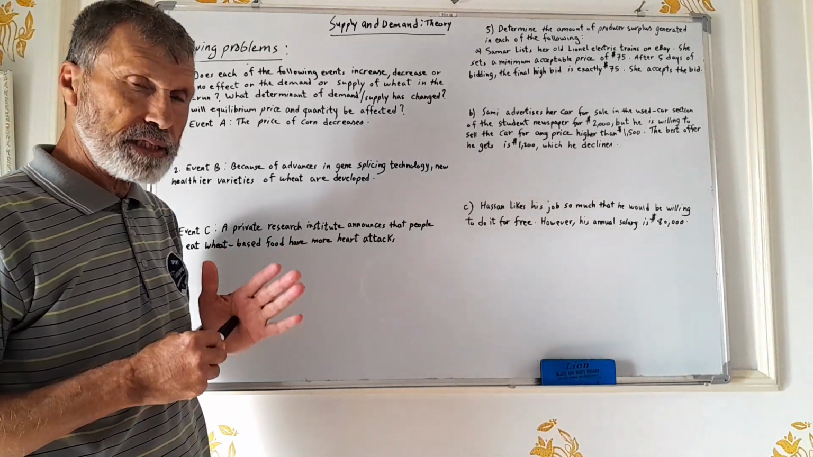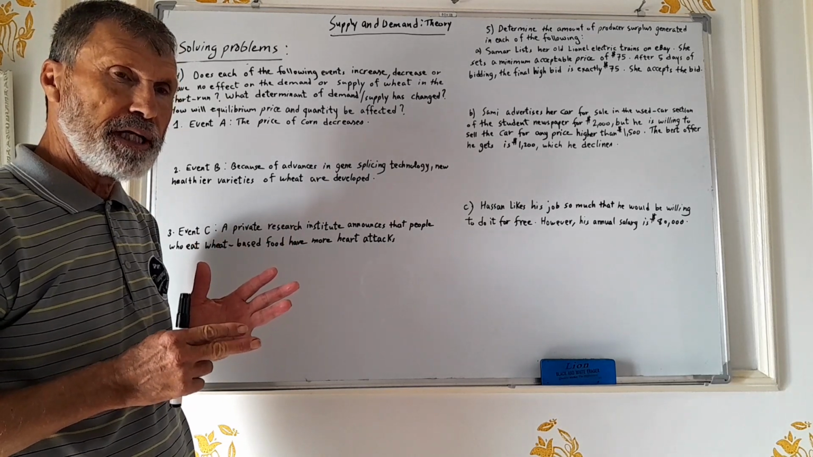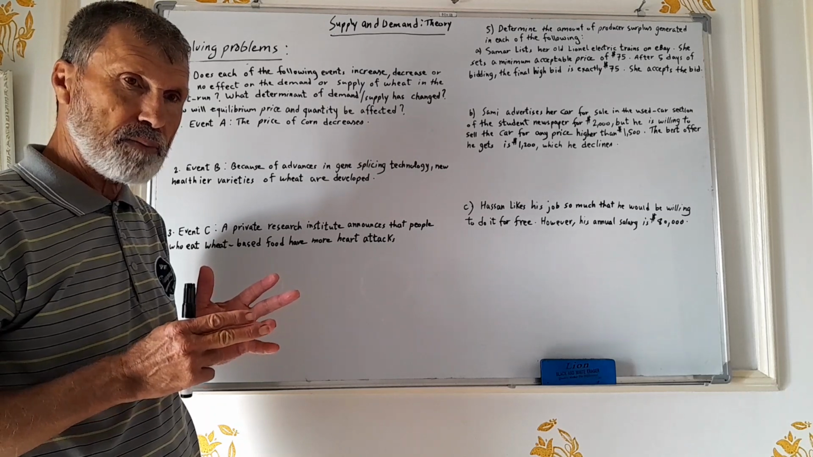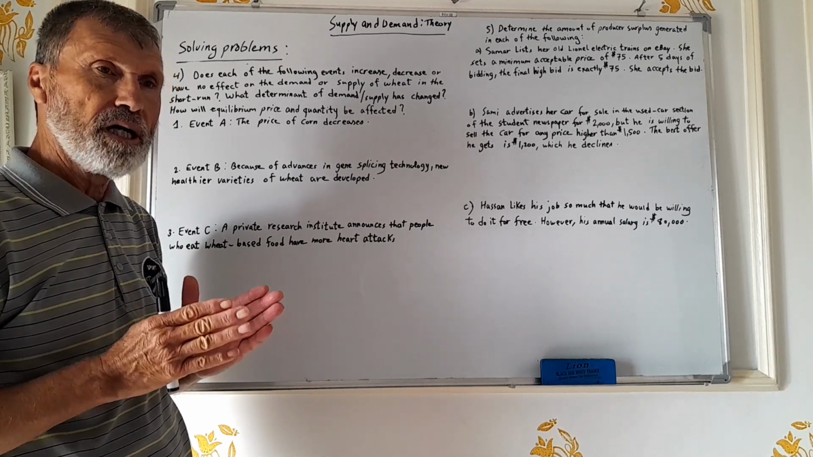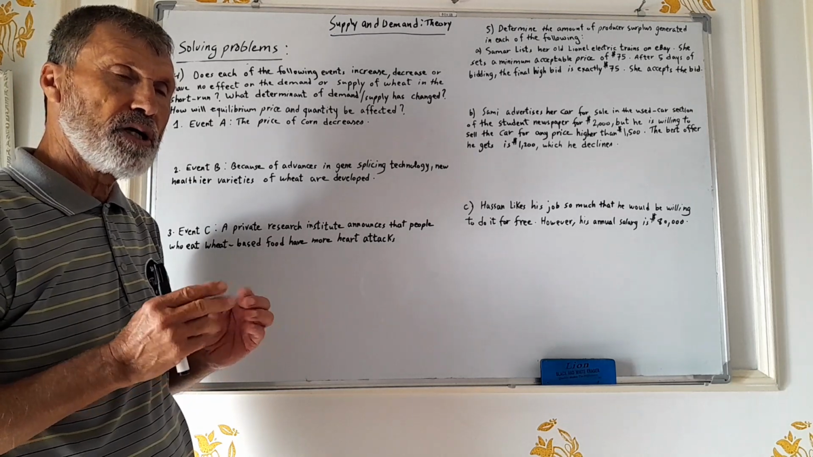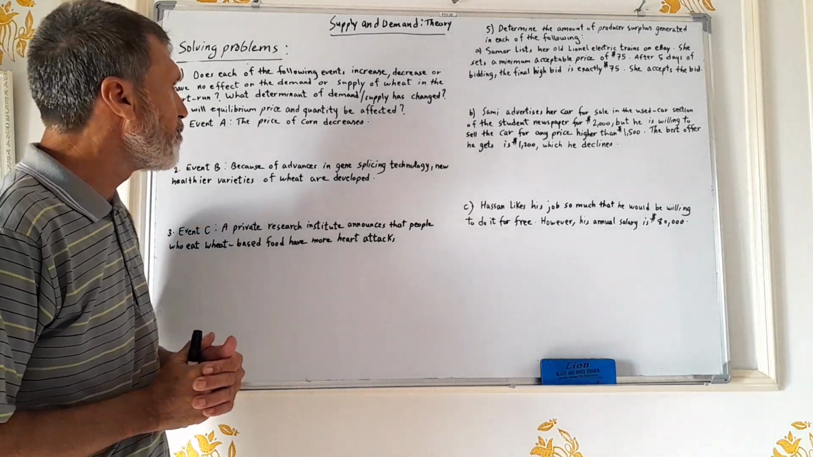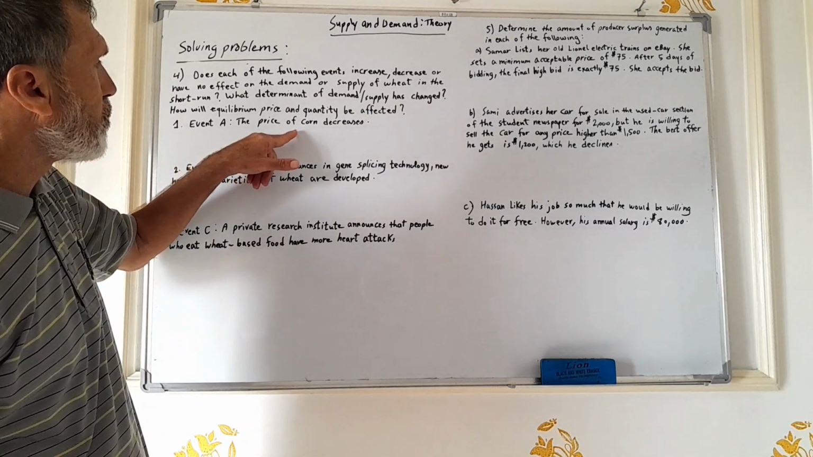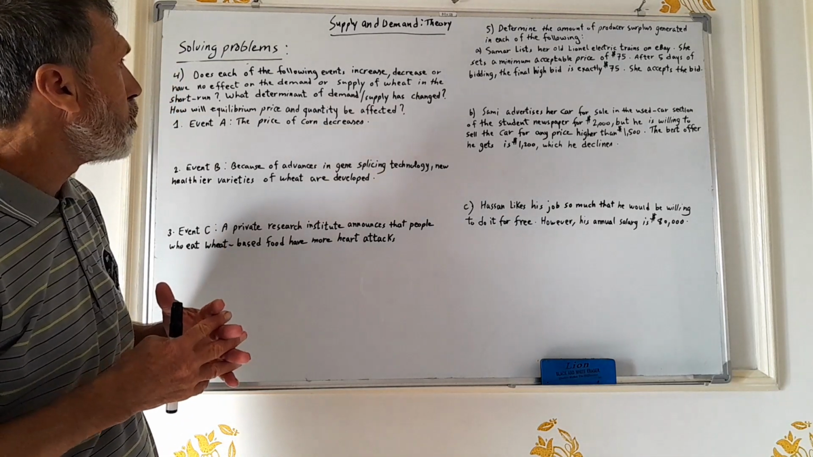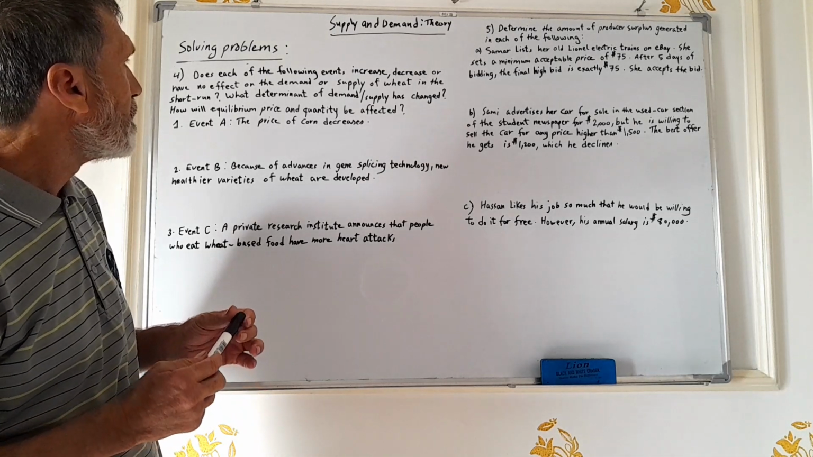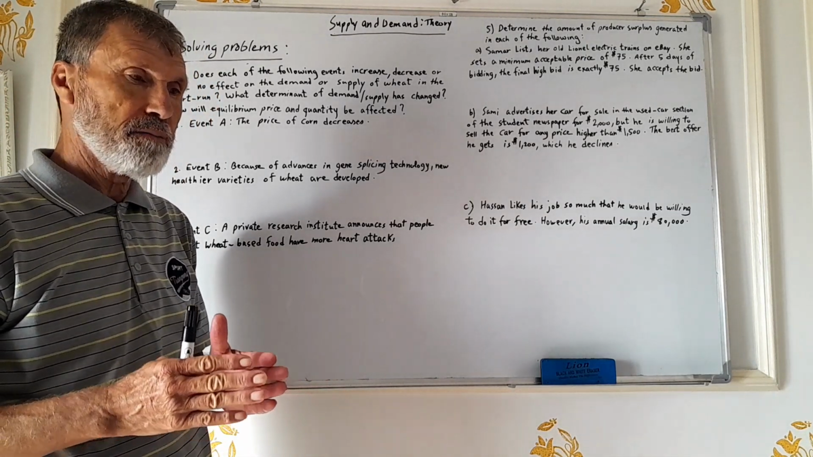The question asks us, first of all, we have three events. We're going to find out first if each event affects the demand curve, supply curve, or both, and then what effect this will have on the equilibrium price and the quantity. So the first one, event A: the price of corn decreases. We need to know the effect on the demand also for wheat. Think of a farmer who is producing wheat.